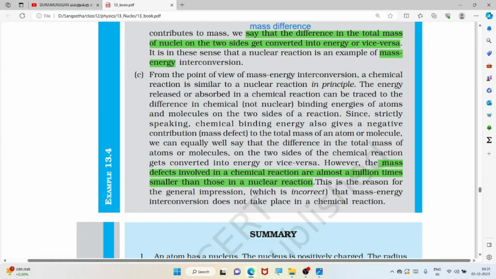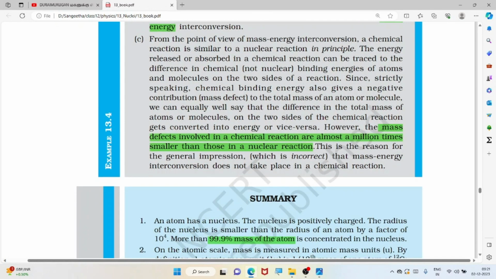From the point of view of mass-energy interconversion, a chemical reaction is similar to a nuclear reaction. In principle, the energy released or absorbed in a chemical reaction can be traced to the difference in the chemical, not nuclear, binding energies of the atoms and molecules on the two sides of the reaction. Strictly speaking, chemical binding energy also gives a negative contribution to the total mass of the atom or molecule.